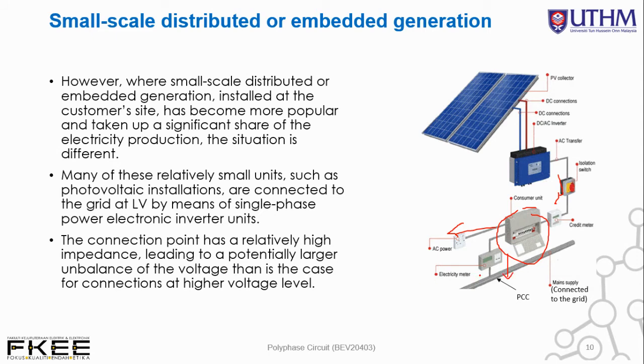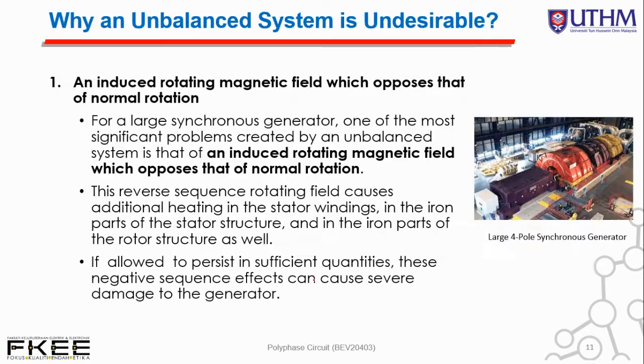So this is another asymmetry, where unbalanced load occurs. The connection point has a relatively high impedance, leading to a potentially larger imbalance of the voltage than is the case for connection at a higher voltage level. Okay, and then why is an unbalanced system undesirable? Why is it actually unwanted?